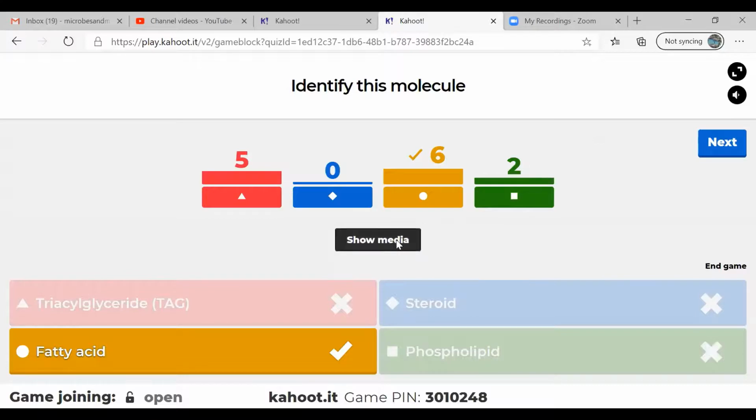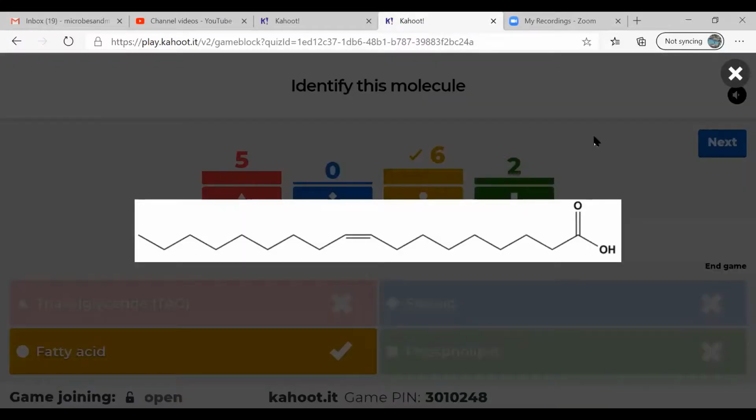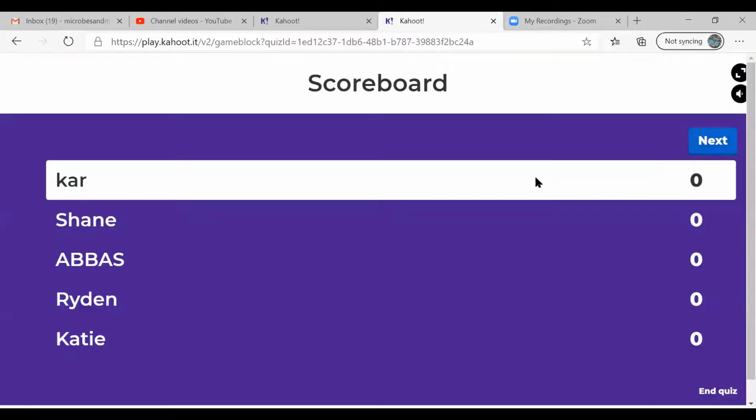So there's the picture. Why is this a fatty acid and not a triacylglycerol? Tri, remember, is 3, and we only have one fatty acid here in this case. All right, let's see how the points came out. 873 points. Good job.